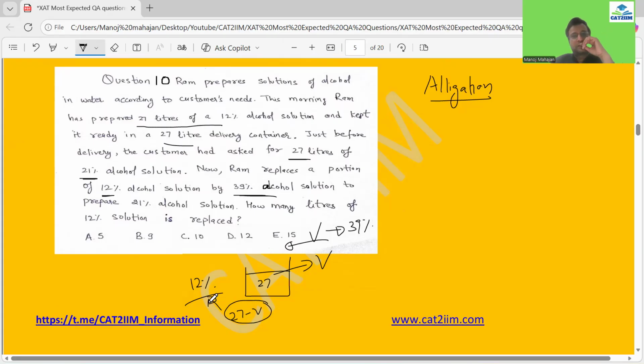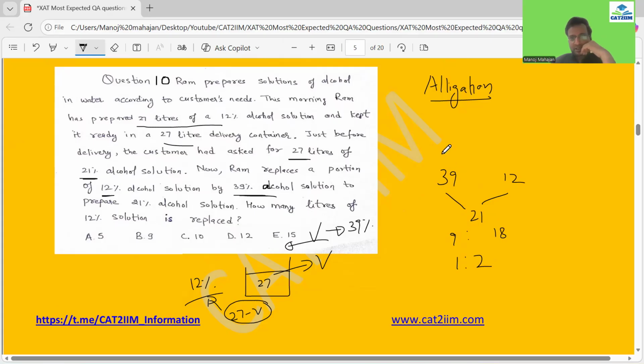So let's do one thing. You had 39, the higher value, which you are mixing with the 12 one, and you wanted 21. Higher, lower, average. So the difference of this, I'm going to write over here 18. The difference of here, I'm going to write 9. So the ratio is 1 is to 2, right?